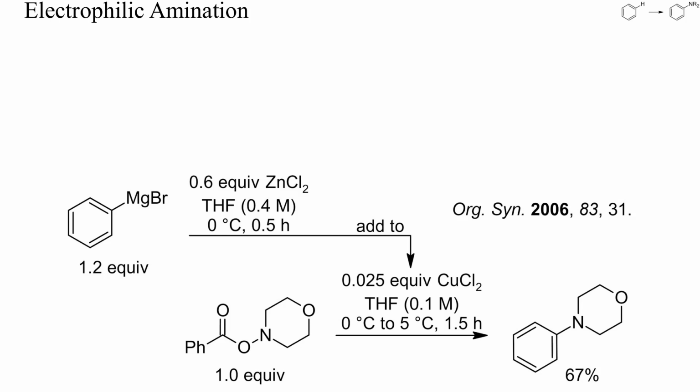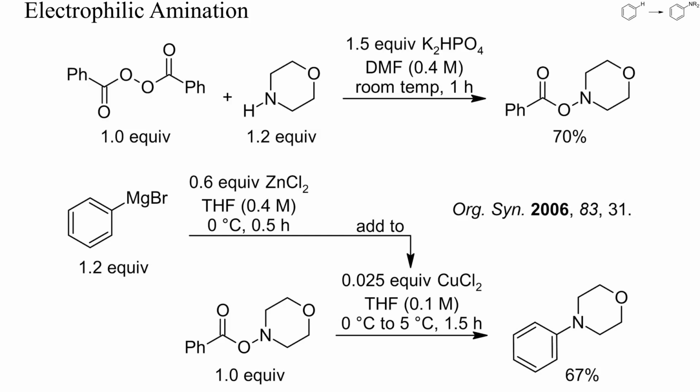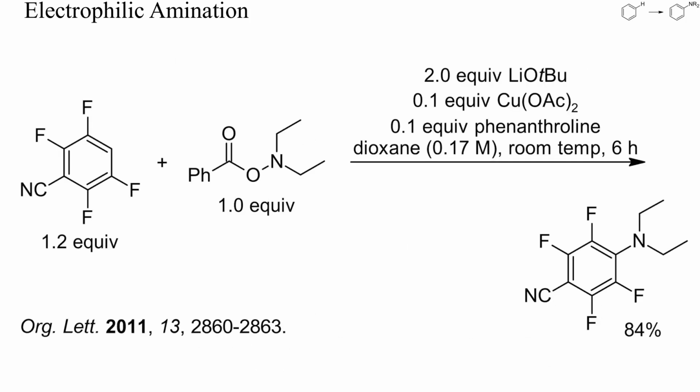In this example, phenyl magnesium bromide was treated with benzoylated N-hydroxymorpholine in the presence of catalytic copper and zinc chloride. The electrophile was prepared from morpholine and benzoyl peroxide. Polyhalogenated arenes can be sufficiently acidic to enable metallation by alkoxides.